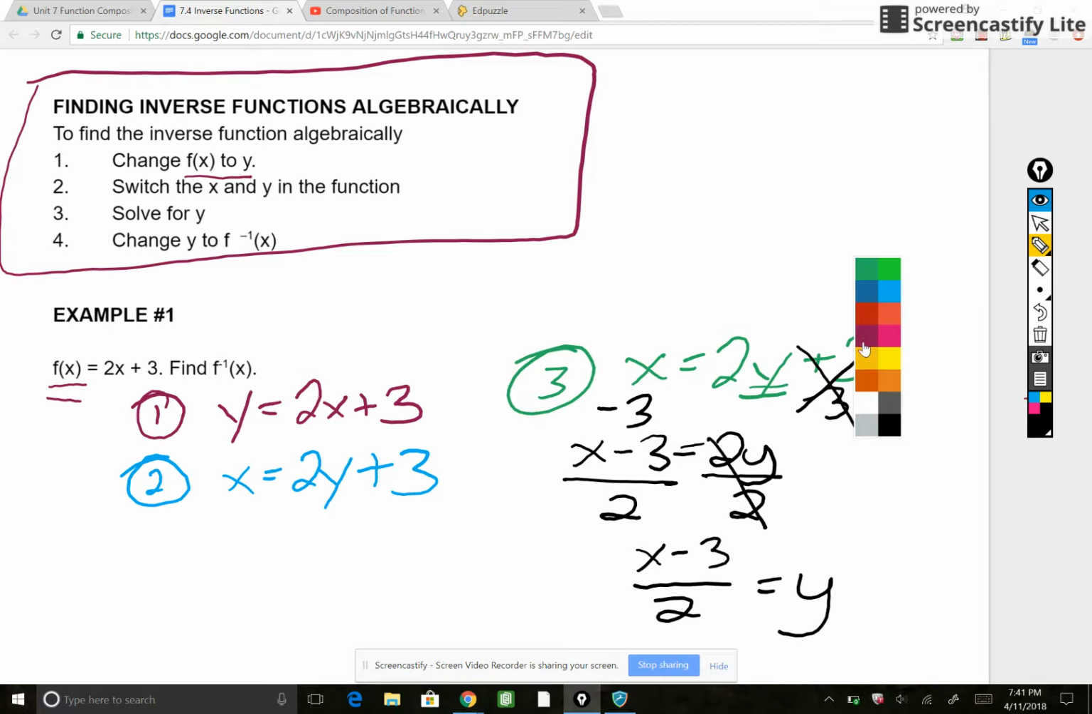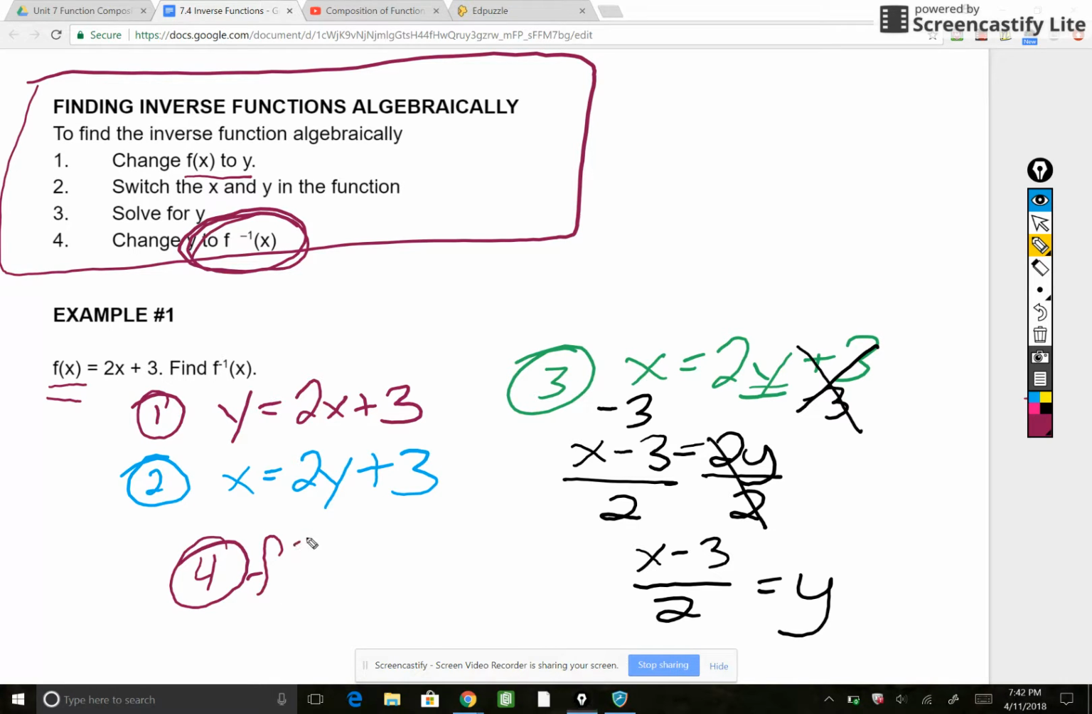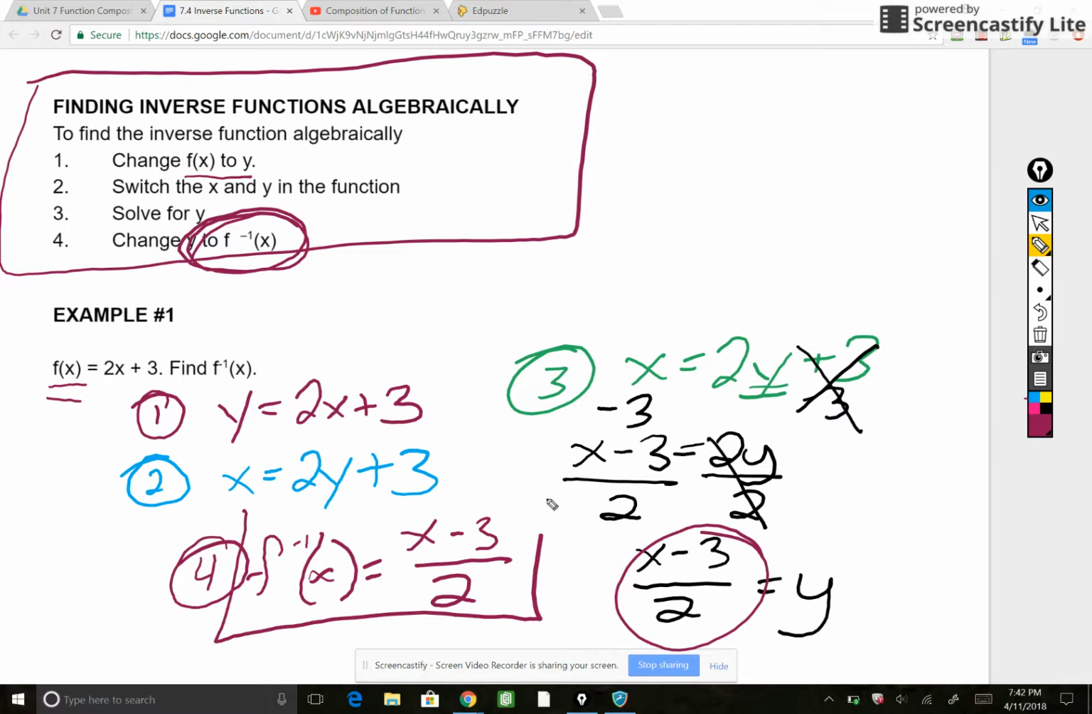And then the last thing is just to rewrite it in a nicer notation. Step 4 says rewrite with the f with the little -1. That means inverse. So the inverse of f equals, and then you write what you got when you solved for y. So your final answer would be this little inverse notation, and then whatever you got when you solved for y.